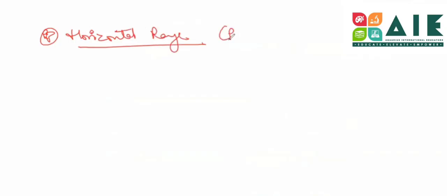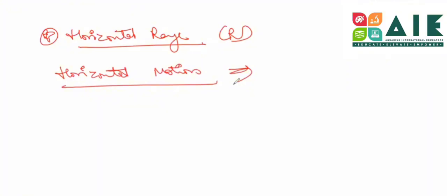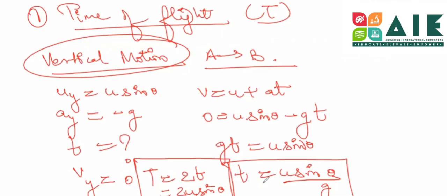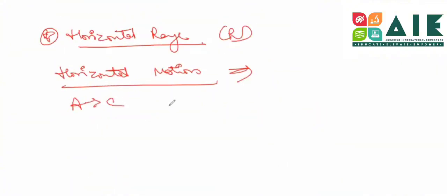Now the last point is your horizontal range, which is capital R. So we will complete here the horizontal motion, that is from A to C, because we have to find the range. Let's consider A to C.